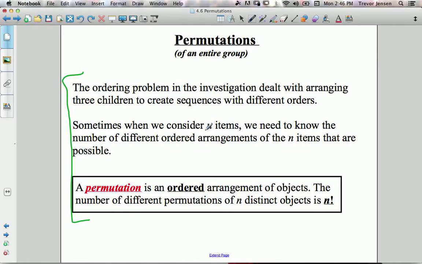So if we consider n items, sometimes we want to know the number of different ordered arrangements. That means permutations. We want to figure out the number of permutations of the n items that are possible. So a permutation is an ordered arrangement of objects. The number of different permutations of n objects is equal to n factorial. And hopefully you remember what a factorial is.